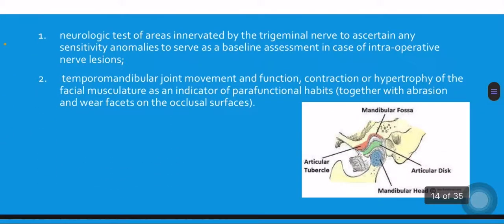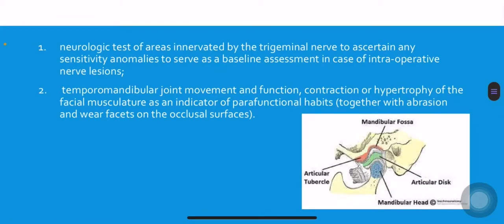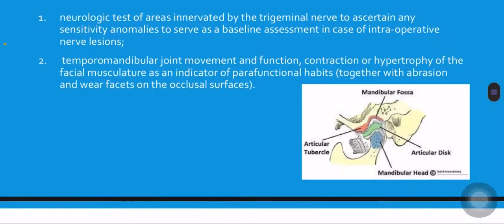Here we have the neurological tests for areas innervated by the trigeminal nerve, looking for any sensory abnormalities, such as a baseline assessment in cases of intraoperative nerve lesions. The TMJ movement in function, and contraction and hypertrophy of the facial muscles as an indicator of a parafunctional habit, together with abrasion and wear facets of the occlusal surface.